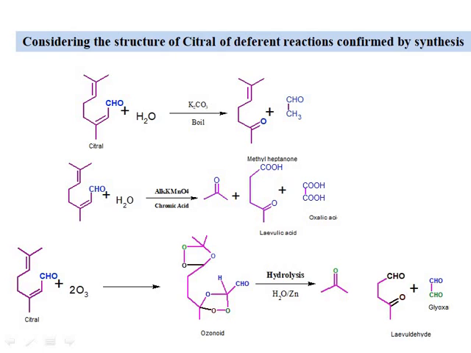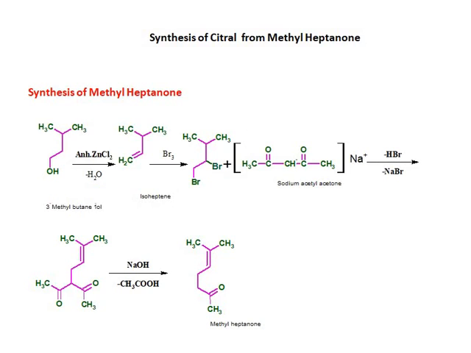And to form the ozonide. And these ozonides can be hydrolyzed with water and zinc to give 3 molecules. Which ones? One is acetone, second is lactaldehyde, and third is glyoxal. Right. Now we have synthesized citral from methyl heptanone.